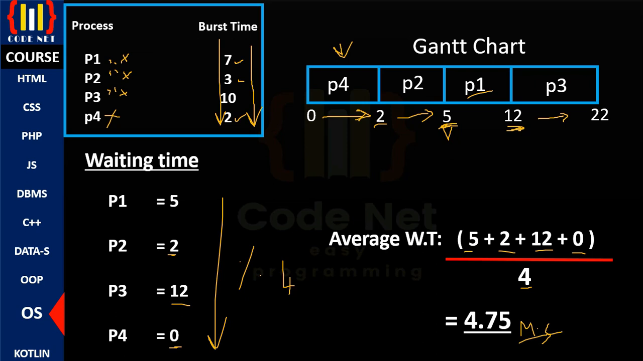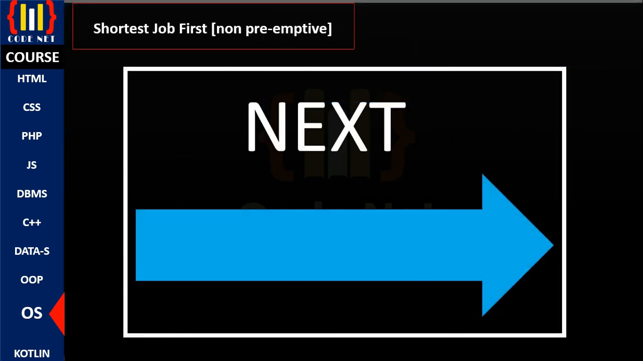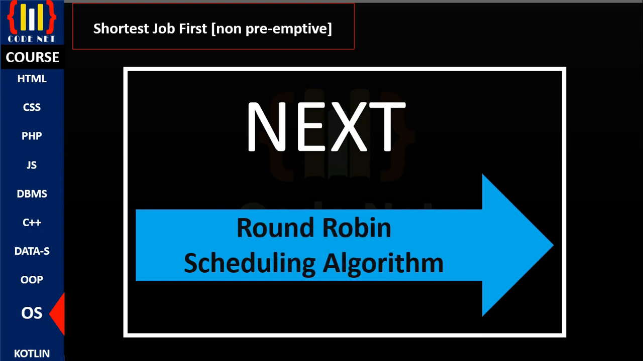So this is the information that we can present on shortest job first for now, on a non-preemptive scheduling algorithm. Let's proceed in our next session as we understand a newly introduced scheduling algorithm, which is the round robin scheduling algorithm here on CodeNet.